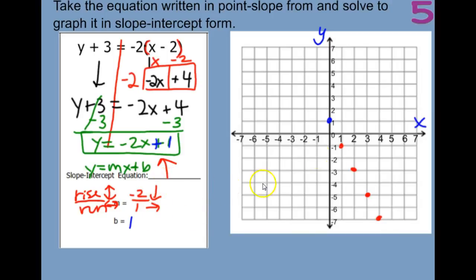Or instead of going down and right, we can also do the opposite and go up 2 and 1 to the left. Up 2, 1 to the left. Draw your line through. Put your arrows on it. And you're done.